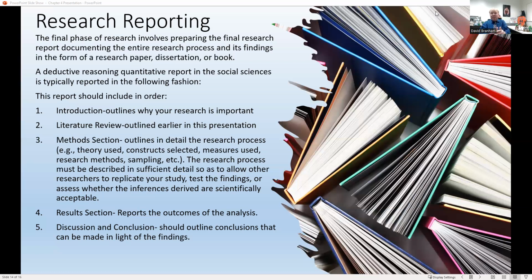So then after the method section, where you basically say, this is what we did, this is what we theorized, this is how we tested it, the results section comes out and tells exactly what the result of this analysis was.